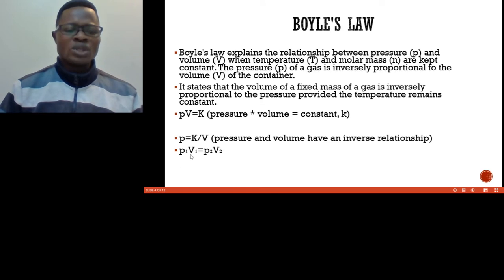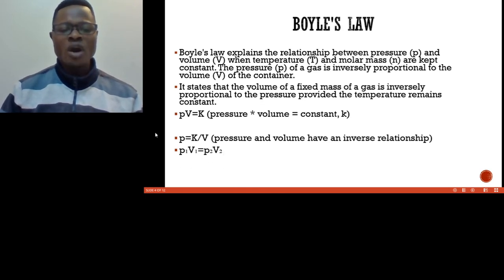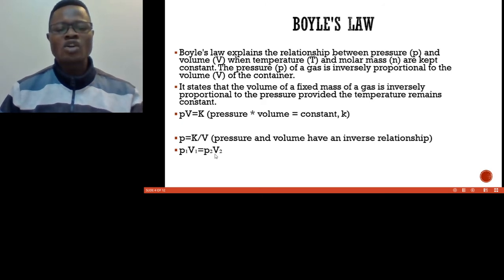So we will say that P1 V1 will be equals to P2 V2, because the first pressure and the first volume will just give us the equal of the second pressure and the second volume.